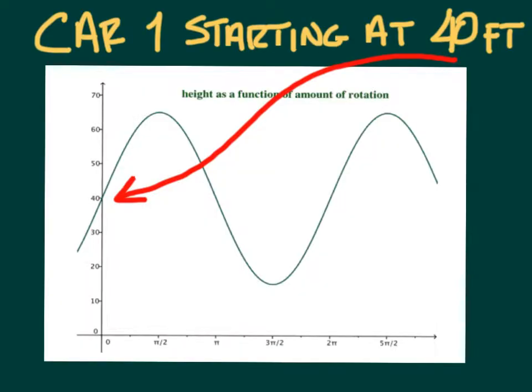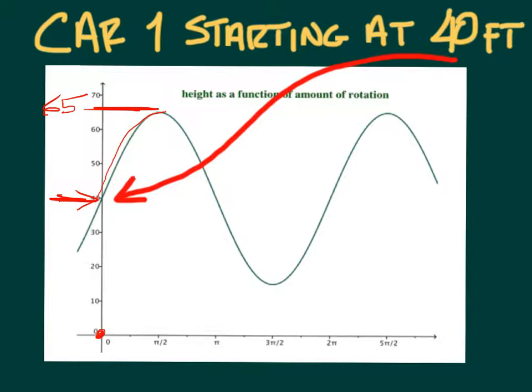So car 1 is going to start at 40 feet. Remember, from before, it started at 0. So now we're going to add 40 to it. And car 1 is going to start at 40 feet, since we've added 40 at the end. So he's right. Everything shifts up 40 feet. And it went up to a height of 25 before, but since we've added 40 to this, it's going up to a height of 65 there.